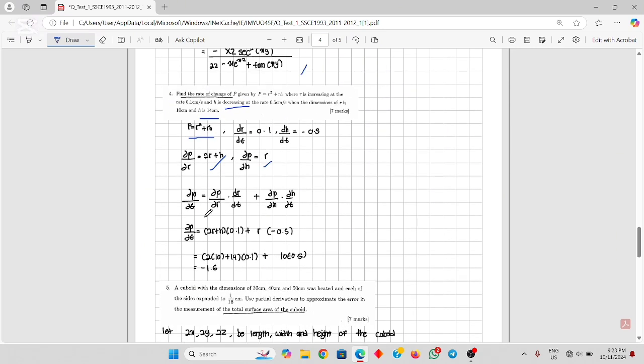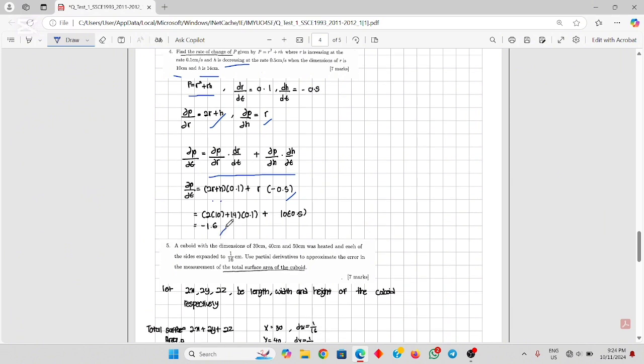So to find the value of dP over dt, we just write this equation, and then we just need to substitute the values we got above. When we substitute, we'll get this, and then for the values of R and H, we substitute 10 and 14, and then the final answer will be negative 1.6.